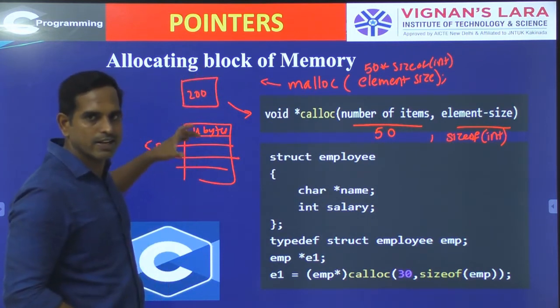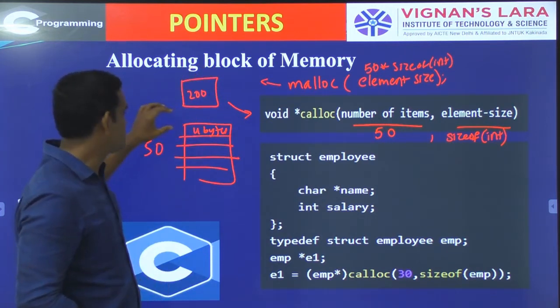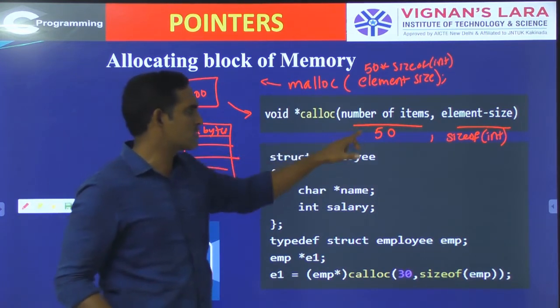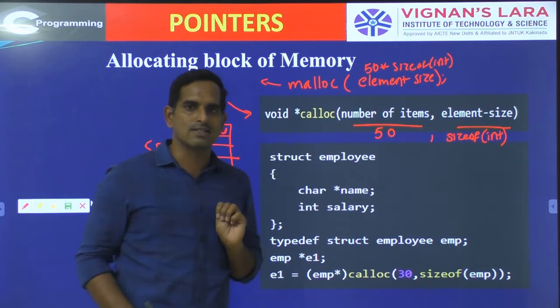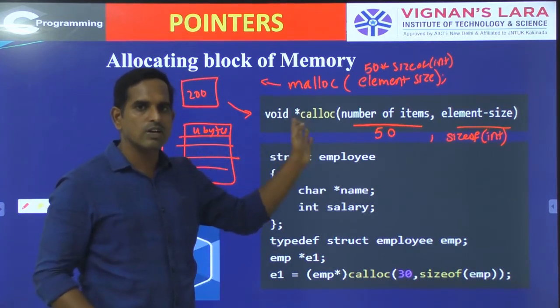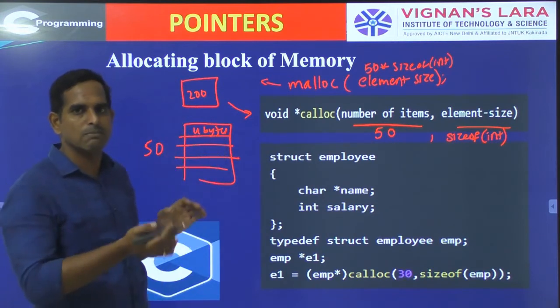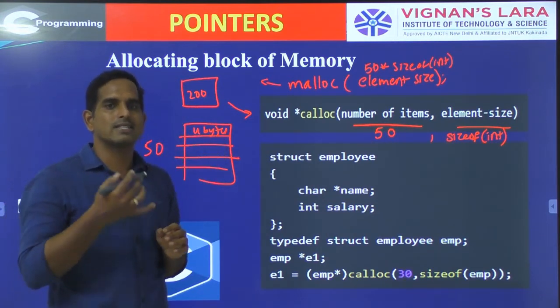In calloc, that is cascading allocation, they will be present cascadingly. So we will be getting 50 blocks of 4 bytes each. So that is how your cascading allocation will happen. Usually it will be used for allocating memory for your arrays and structures.